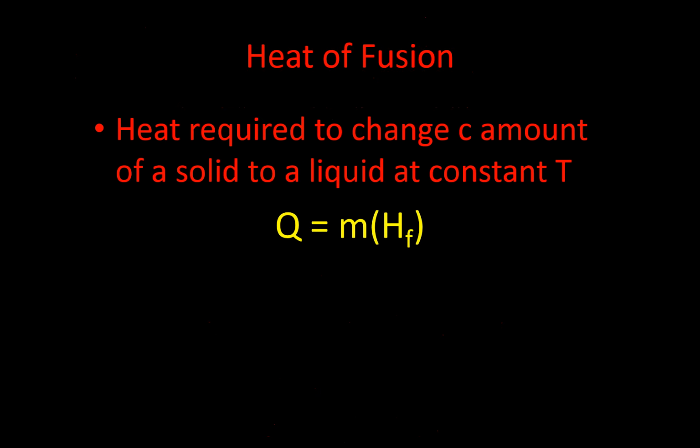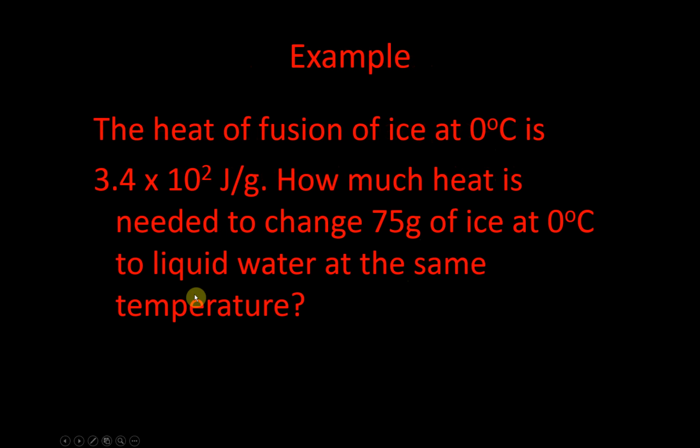Again, heat of fusion, same equation. Q is equal to M times the heat of fusion. And that's the heat required to change some amount of a solid to a liquid at a constant temperature. So the heat of fusion of ice at 0 Celsius is 3.4 times 10 to the 2 joules per gram here. How much heat is needed to change 75 grams of ice at 0 Celsius to liquid water?